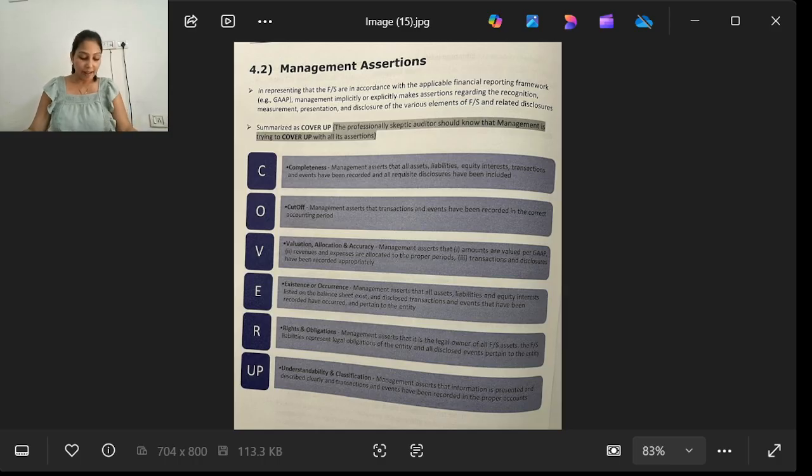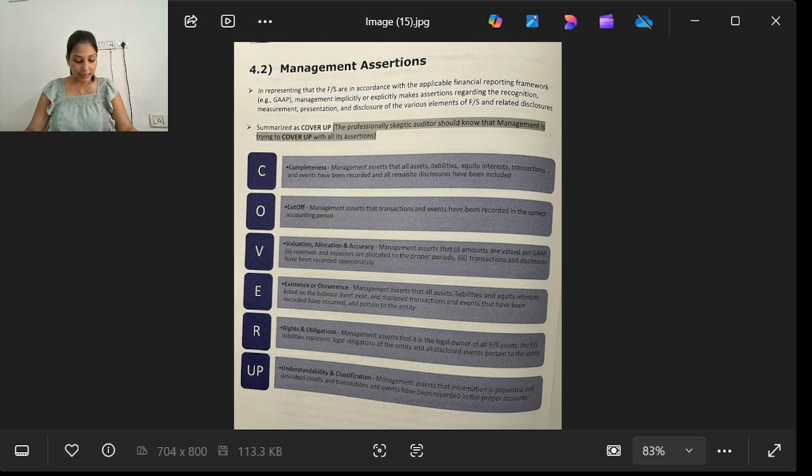Rights and obligations. Management asserts that it is the legal owner of all the assets in the financial statements, that the liabilities represent the legal obligations of the entity, and all disclosed events pertain to the entity. So the legal title, the legal rights, the legal obligations are with the entity, and that should be ensured by the management.